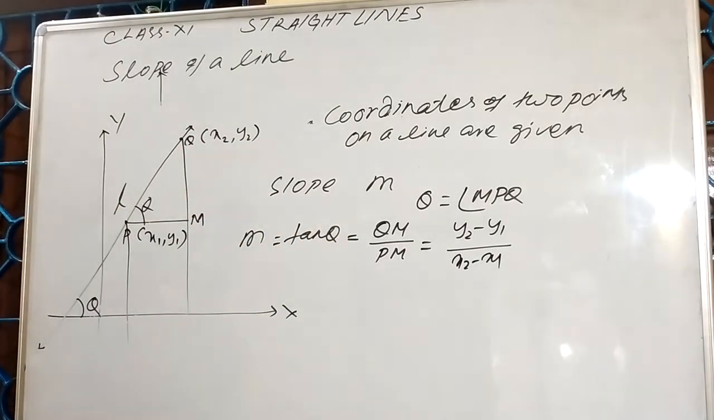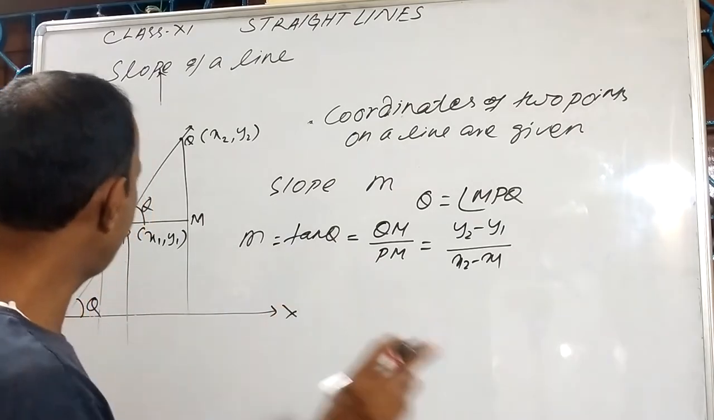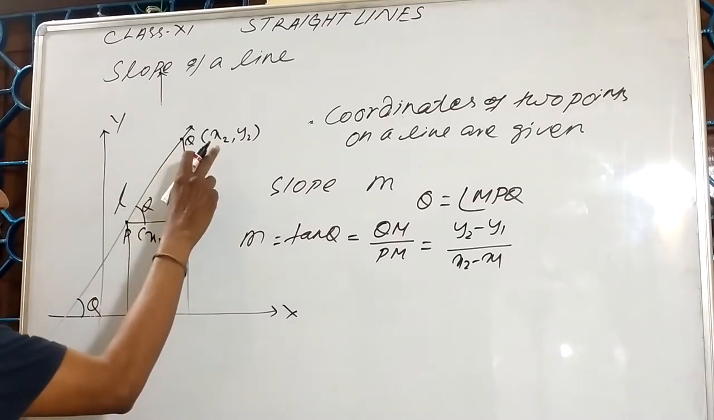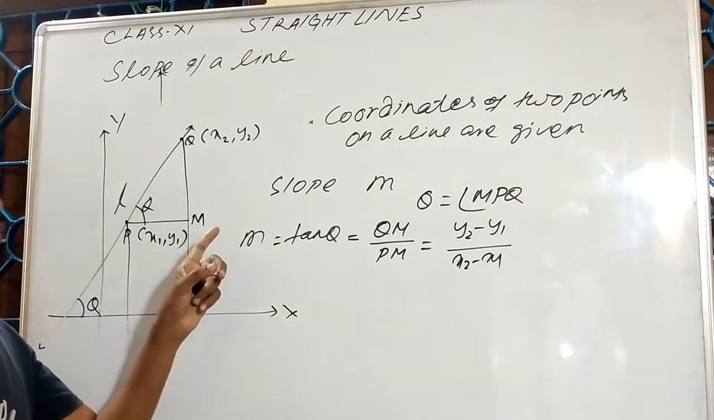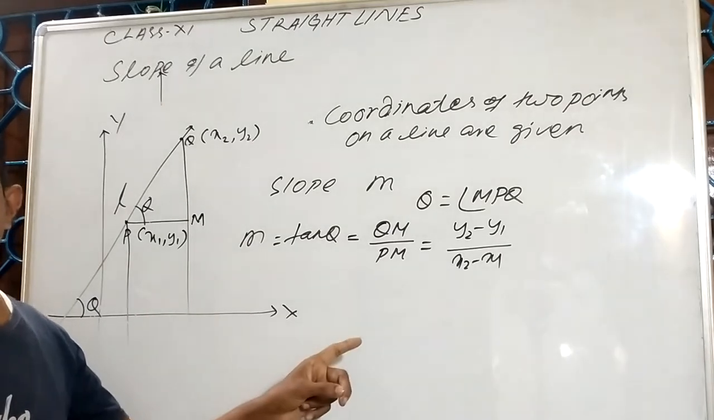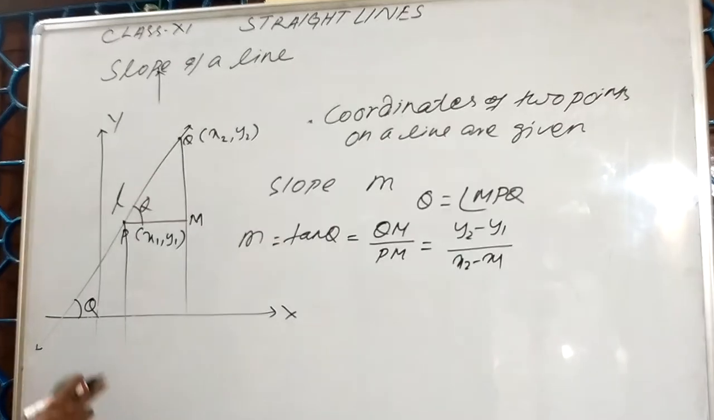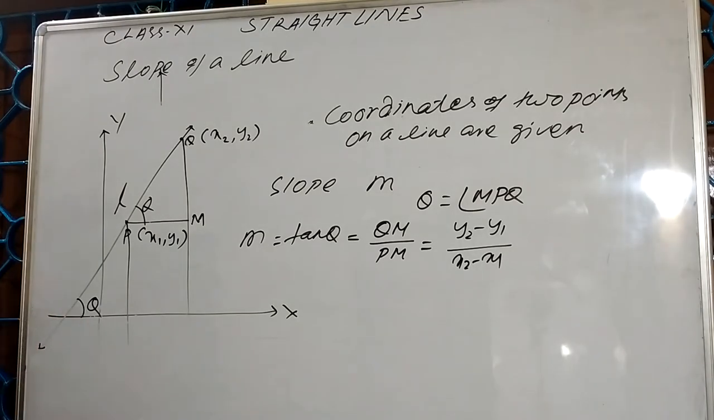So we got the slope of the line L when two coordinate points P(x1, y1) and Q(x2, y2) are given. This is the slope formula if the two points on a given line are given. Okay? Now, I have taken this angle as an acute angle. It may be an obtuse angle. Let us see.